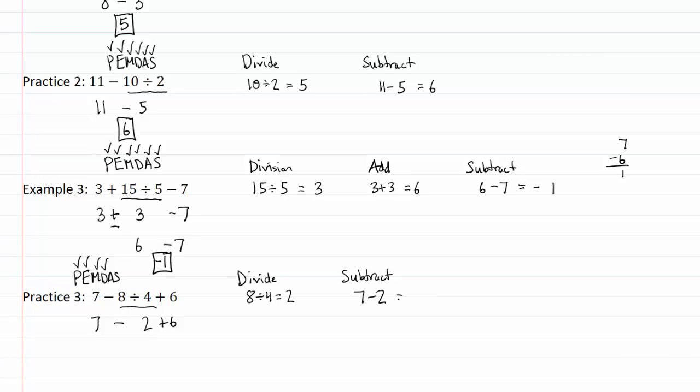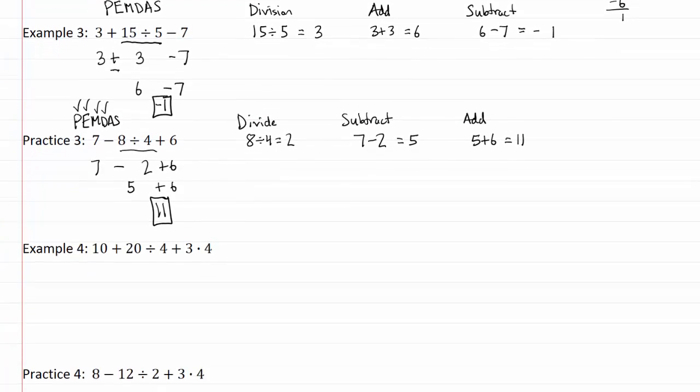7 minus 2 is 5, so I'm going to substitute a 5 in here. I've got 5 plus 6 now. So I've got my subtraction piece done. Now I have to read through left to right. I've got 5 plus 6, so now I need to add. So 5 plus 6 is 11. So this expression simplifies to 11.